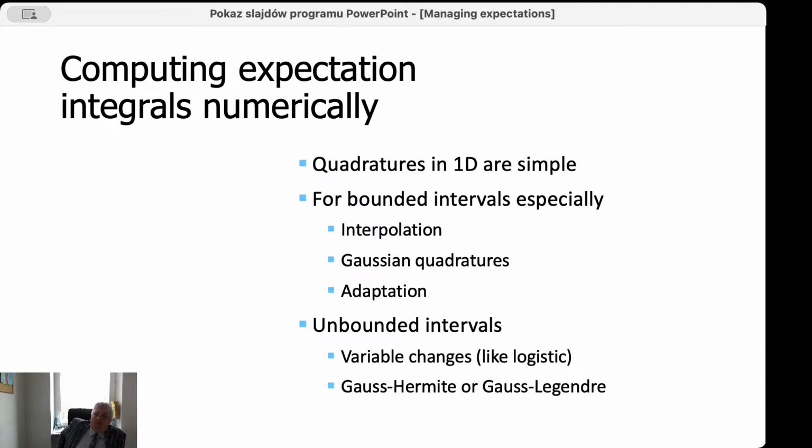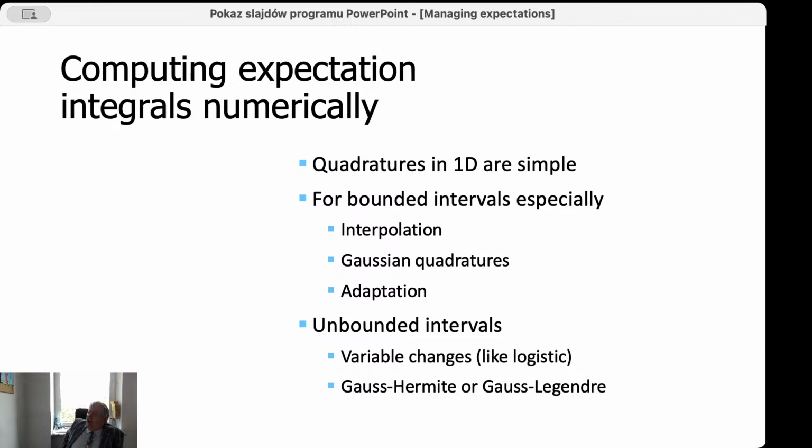So if the Laplace approximation is not enough, and in complicated cases, more complicated than trivial, probably will not be, we need to look for some other options. So perhaps compute the expectation integrals numerically, which is using the quadratures of those functions. And this is something that has certain limitations.